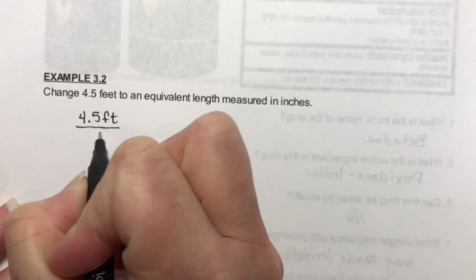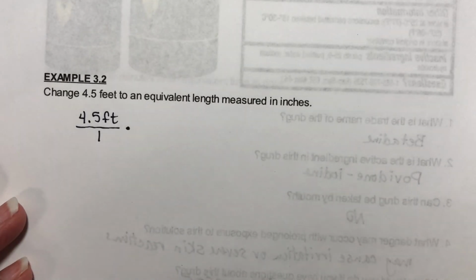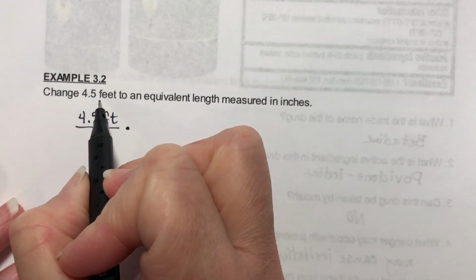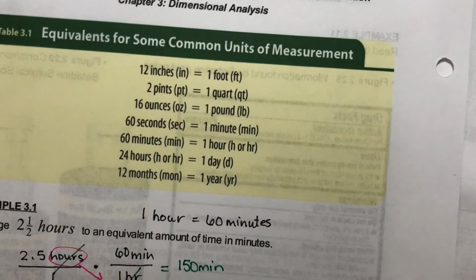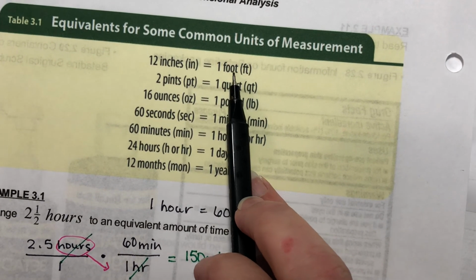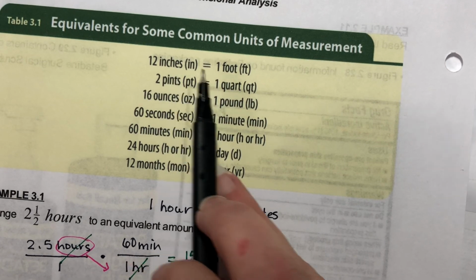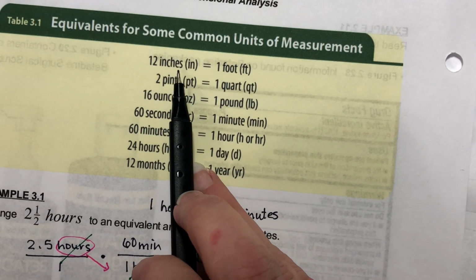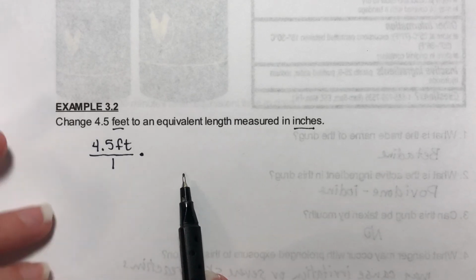And I'm going to put that over 1. And then I'm going to multiply by something. I'm going to look for the relationship between feet and inches. You probably know this one, but there are 12 inches in 1 foot. Now remember, I'm going to be writing a fraction with these 2 things, and it can go either direction, but if I'm canceling out feet, I want feet in the bottom.